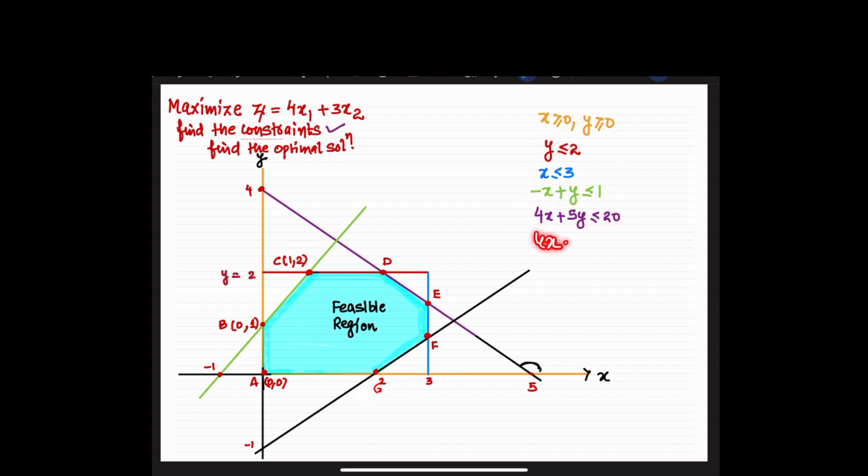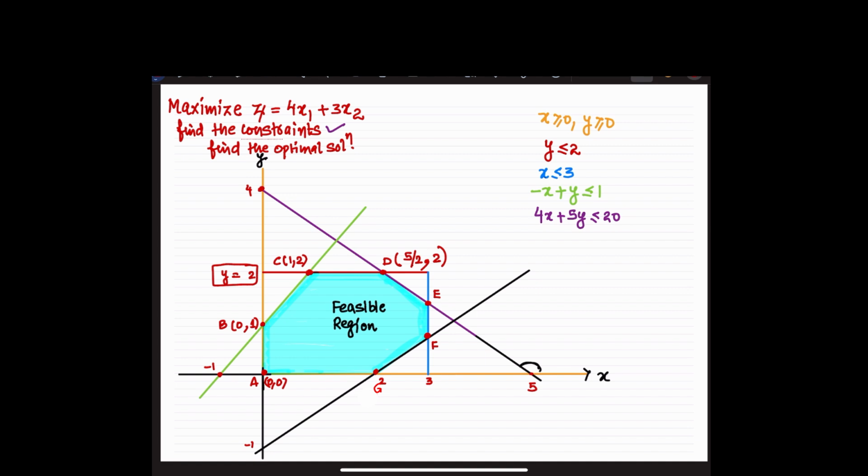तो ये हो जाएगा 4x plus 10 equals to 20. 4x is 10. x is equals to 5 by 2. तो x कोऑर्डिनेट तो आ गया, 5 by 2. So y is 2.